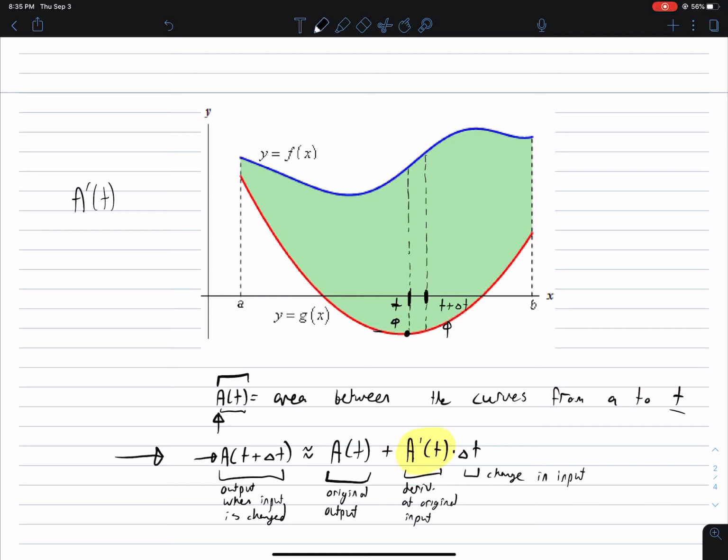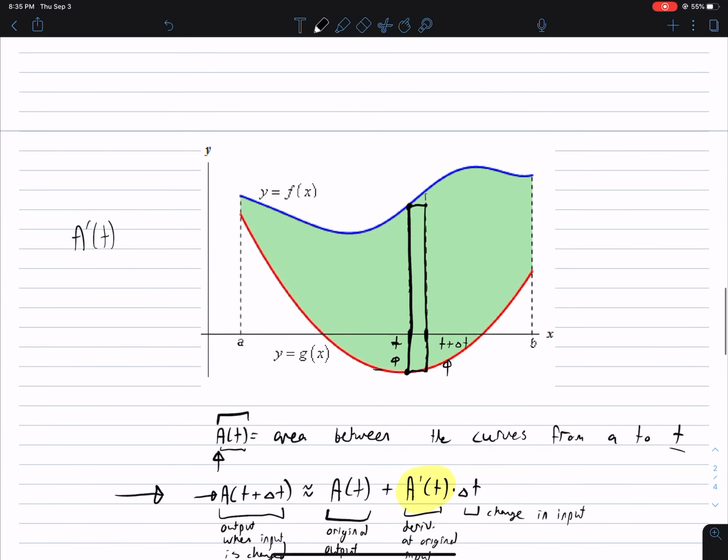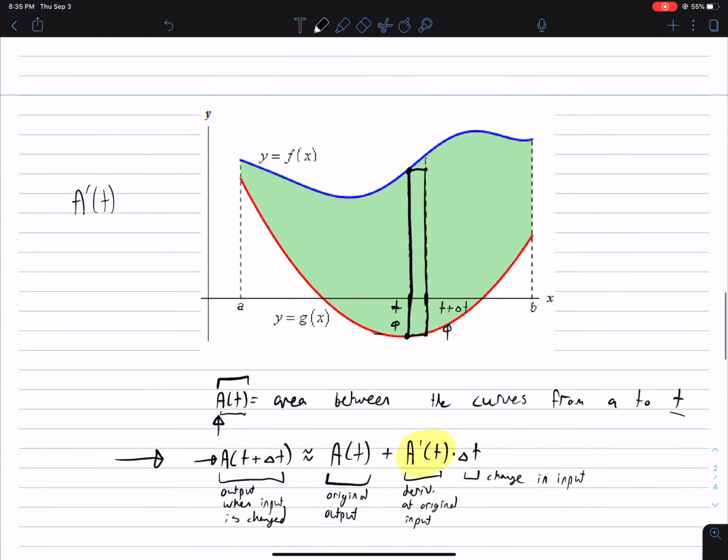So the change in output is going to be approximately, and I'm going to draw a rectangle, that right there, a bad rectangle, but you know. That's going to be approximately the change in output. This isn't your new output, it's your change in output from t to t plus delta t. So it's a rectangle, it's an area, and we know how to find the area of a rectangle, length times width.